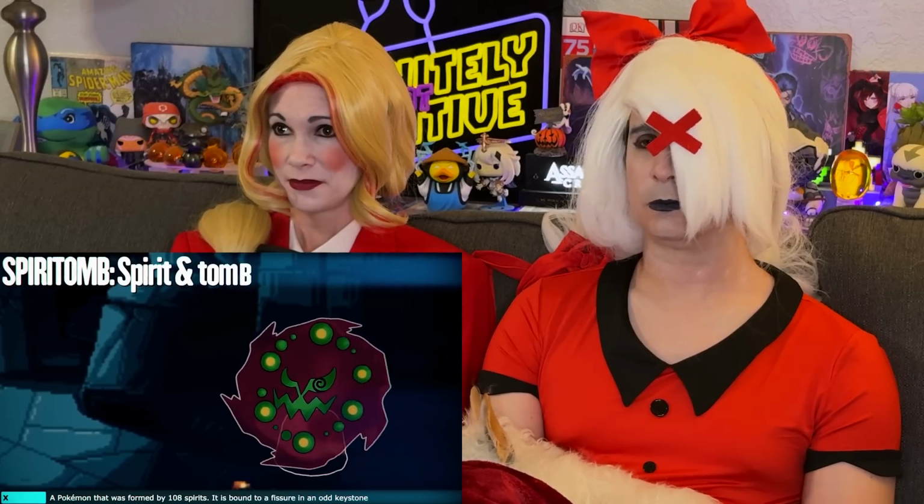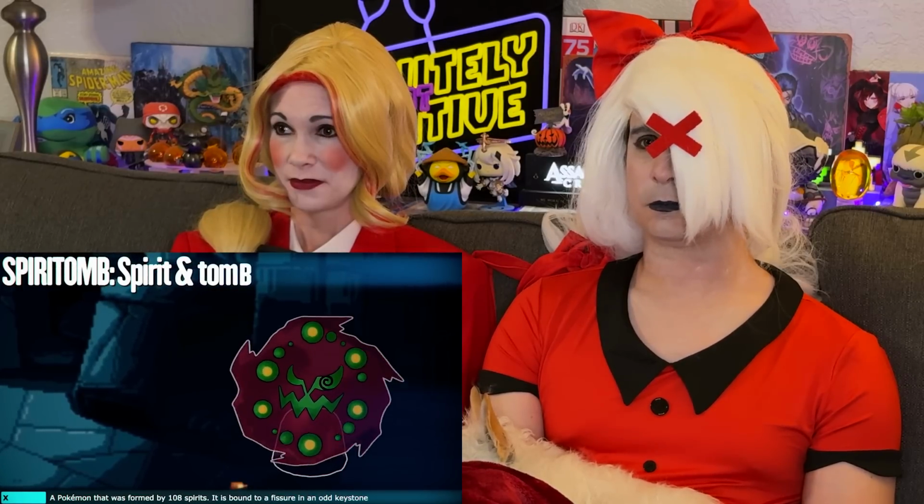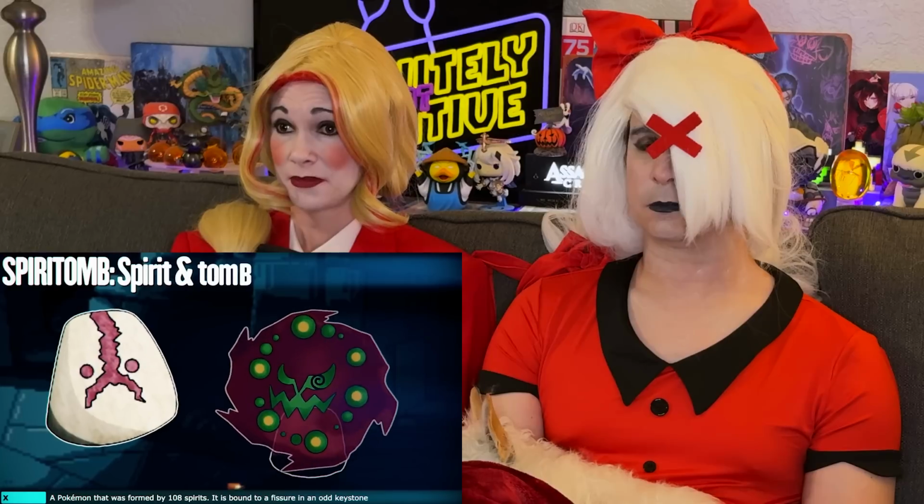And from three not ghosts, we now go on to what is most certainly a ghost, Spiritomb. It is said that Spiritomb is a conglomeration of 108 spirits trapped inside of a keystone, which is inspired from a Chinese legend where 108 demons are sealed inside of a keystone. Pretty on the nose there, Game Freak.